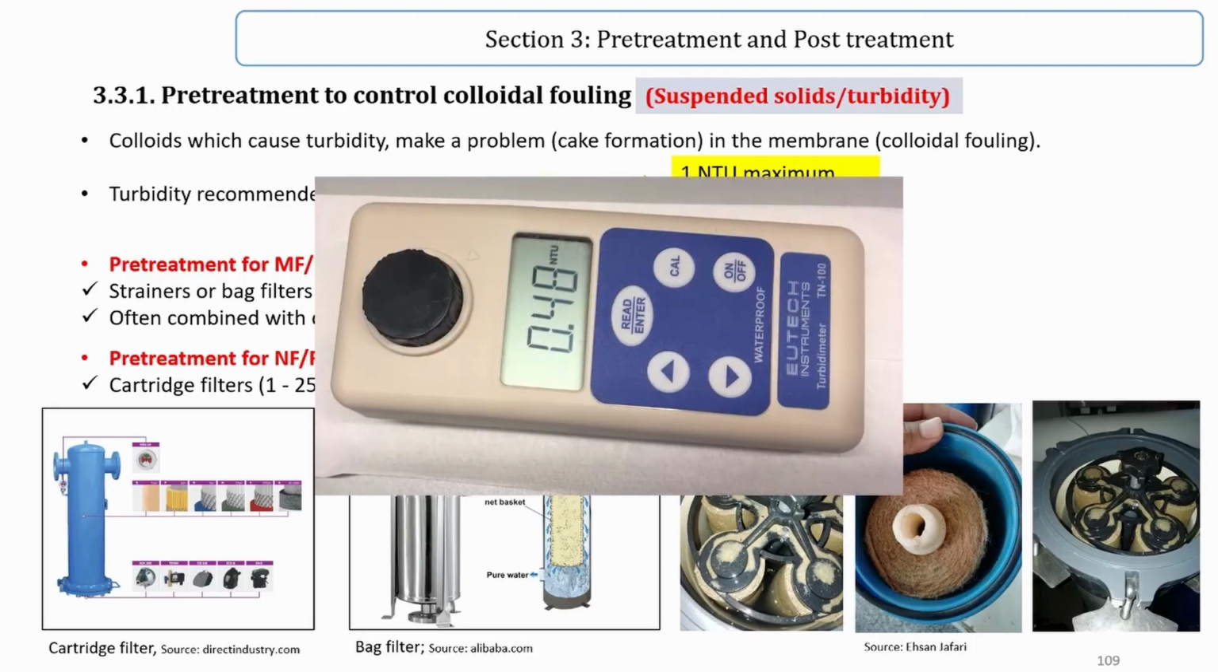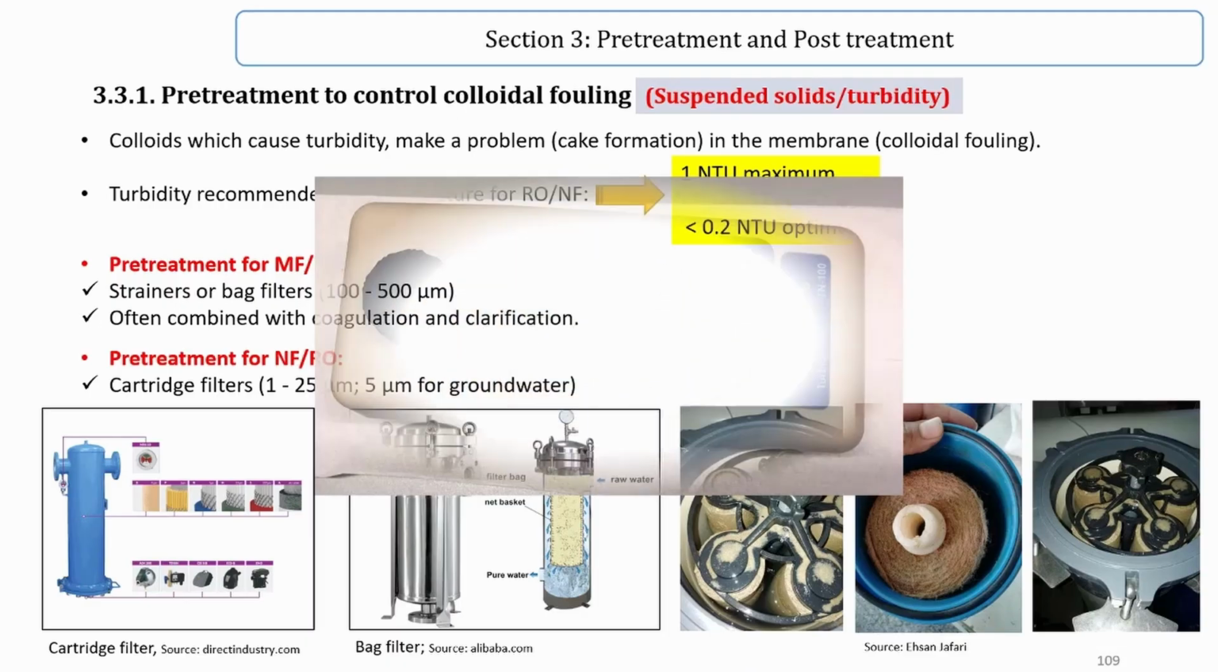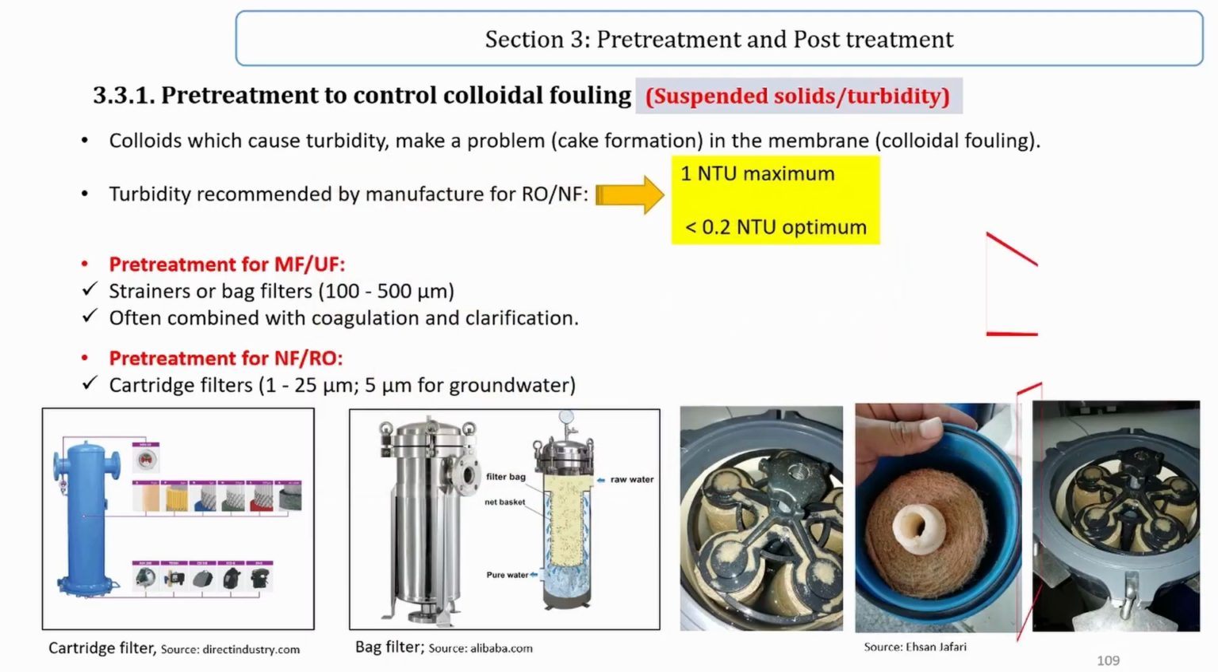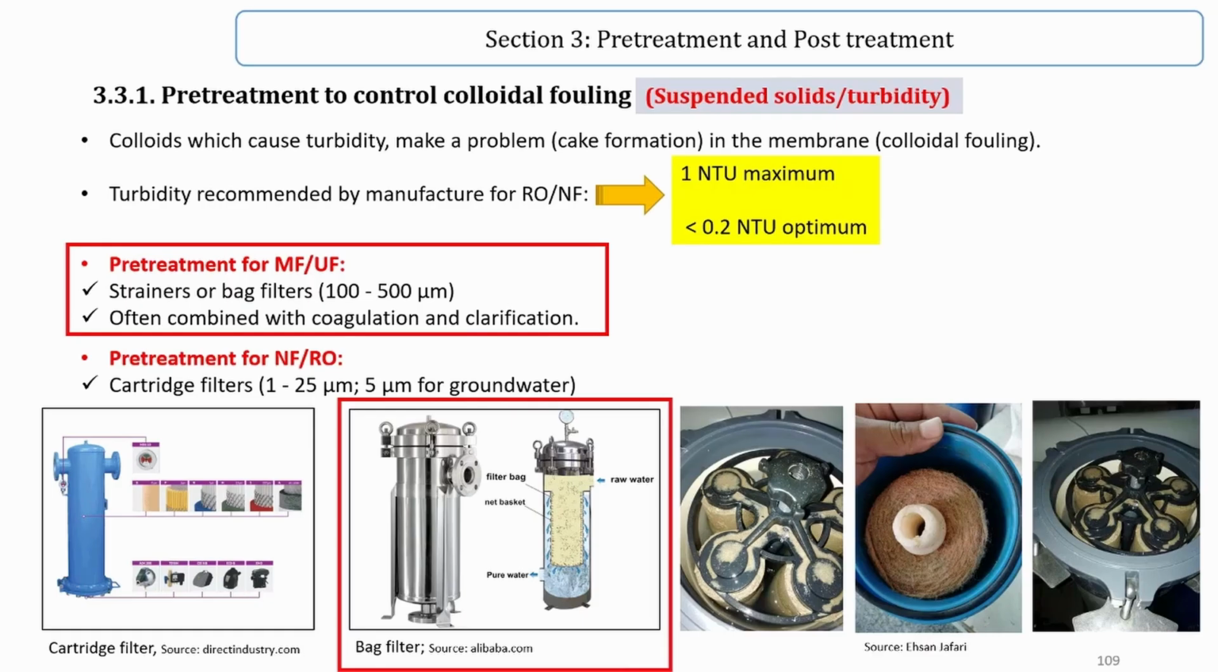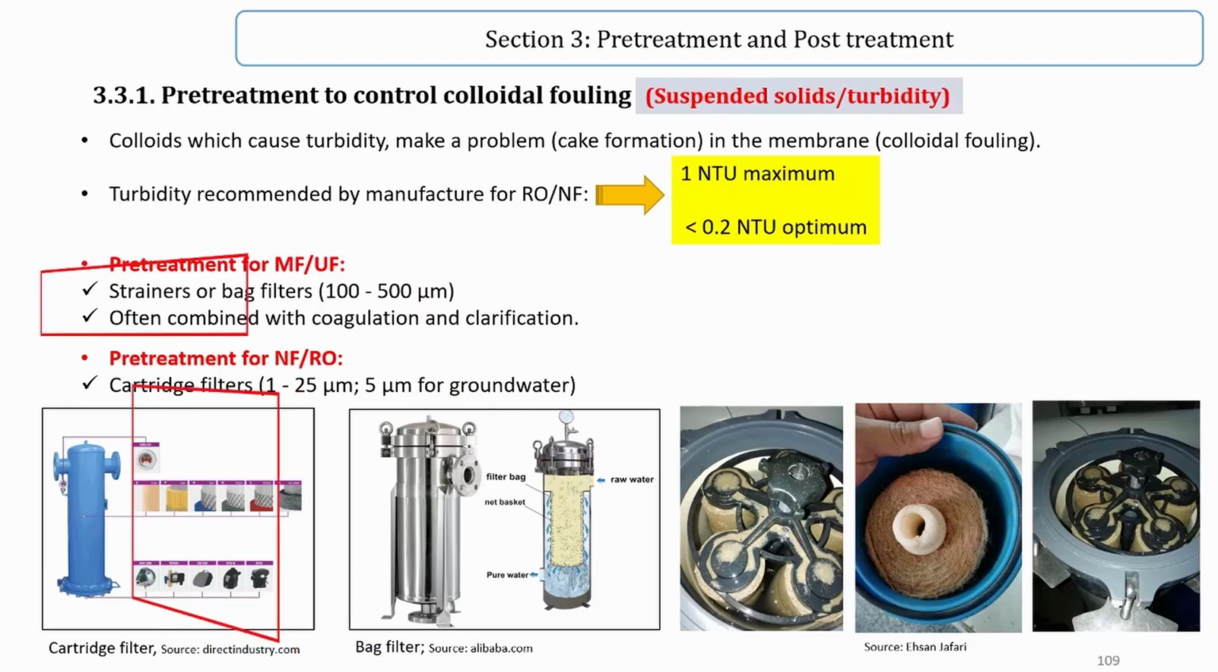Turbidity is measured in NTU, that is nephelometric turbidity units. The instrument used for measuring that is called a nephelometer or turbidimeter. If you are going to select a pretreatment for membrane filtration, including microfiltration and ultrafiltration, strainers or bag filters with a range of 100 to 500 micrometers are recommended. Suspended matters, depending on the size, can be removed using bag filters, but not colloids.